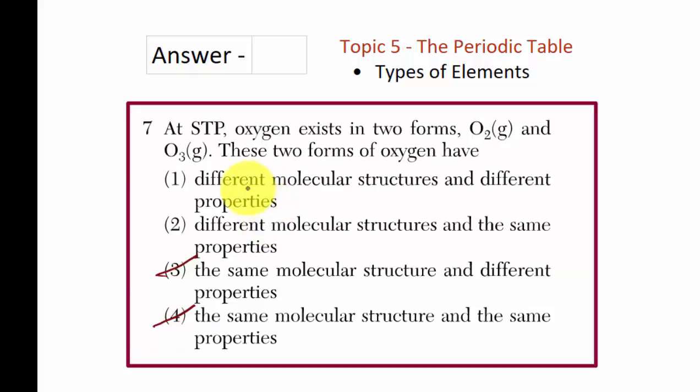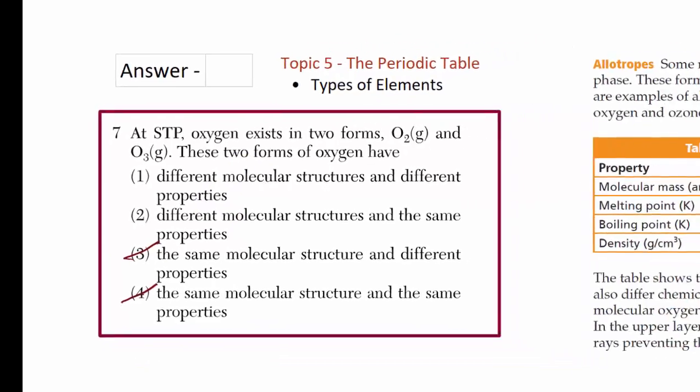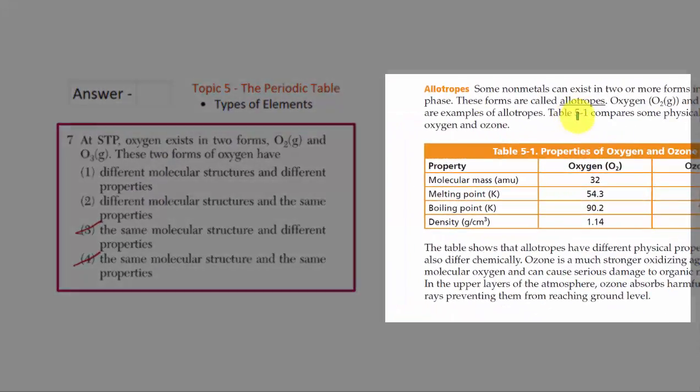So answers 3 and 4 are eliminated based on the first premise, their molecular structures are different. Now, in terms of properties, it's going to be helpful for us to know, and I'll take a small section from the text here. These substances are known as allotropes because in some nonmetals they can exist in 2 or more forms in the same phase. These forms are called allotropes.